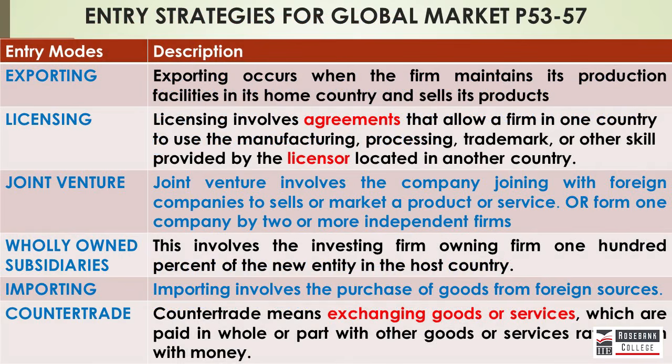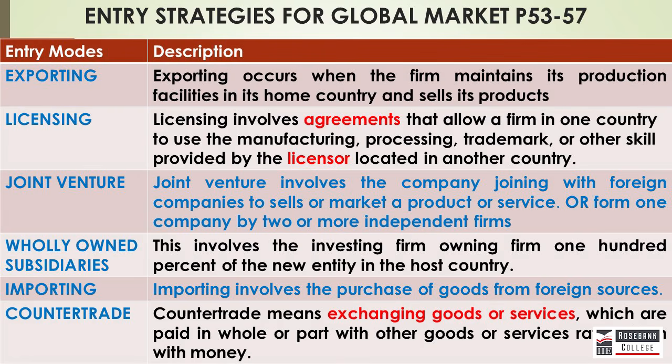This strategy involves producing goods or services in the home country and selling them to customers in foreign markets. It can be done directly, which is direct exporting, or through intermediaries, which is indirect exporting. The second one is licensing. This is whereby companies license their intellectual property, such as patents, trademarks, or technology, to foreign partners. In return, partners pay royalties or licensing fees. This strategy allows companies to enter foreign markets with minimal investment and risk.